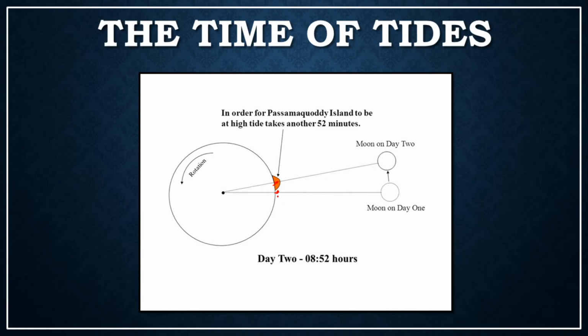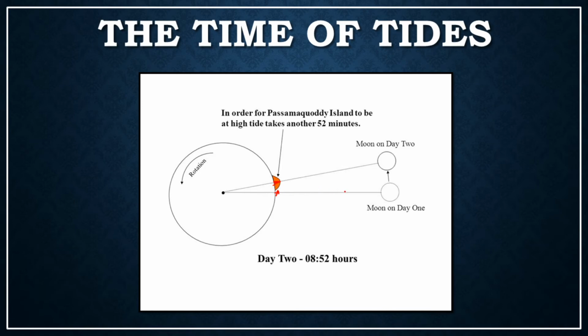So on a given day, at the point where I am pointing, this particular area is facing the moon. This point is facing the moon, and it experiences a high tide at say 8 a.m. The next day, this same point will experience high tide at 8:52 a.m. That means that there is a difference of 52 minutes every day at the same point where a high tide is likely to occur.